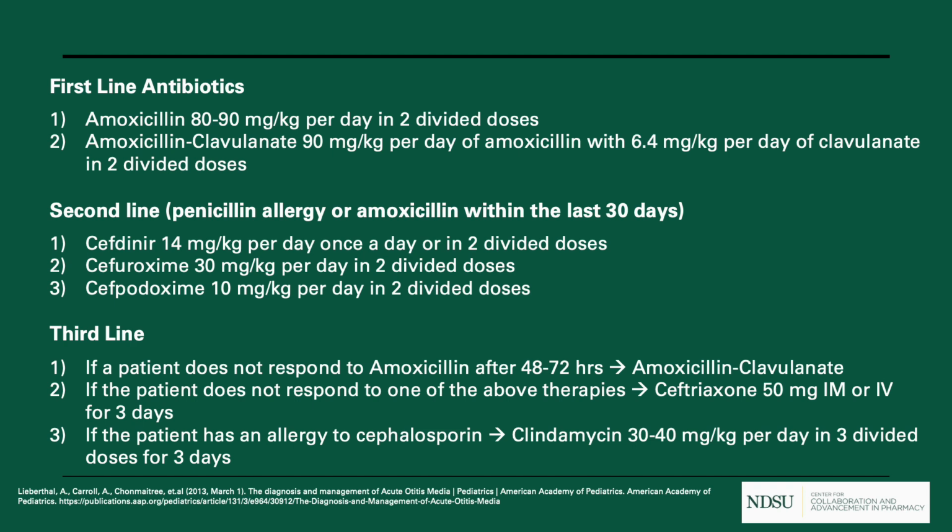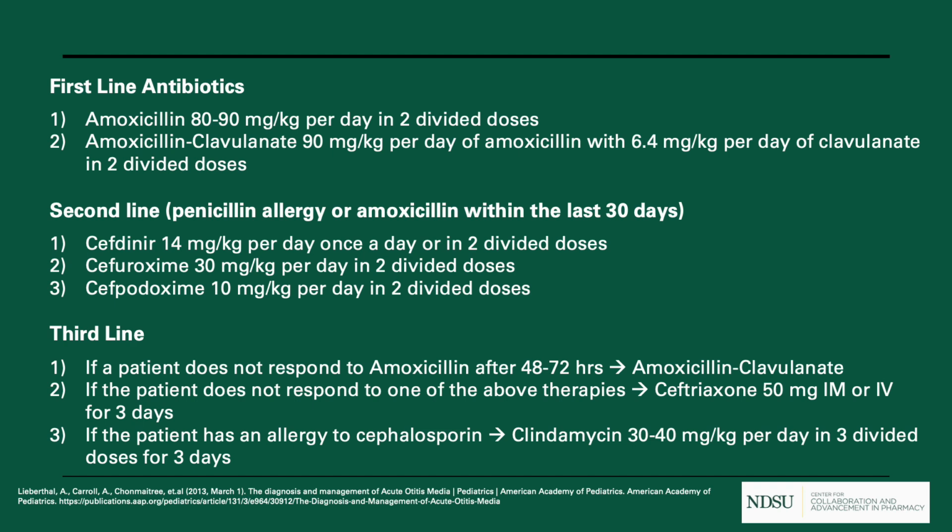Second-line therapies are going to be cefdinir, which would be dosed as 14 milligrams per kilogram per day, once a day, or in 2 divided doses. Could be cefuroxime, which would be 30 milligrams per kilogram per day in 2 divided doses, or cefpodoxime, which would be 10 milligrams per kilogram per day in 2 divided doses. This second-line therapy is usually recommended when a patient reports a penicillin allergy or when amoxicillin has already been used for a patient within the last 30 days.